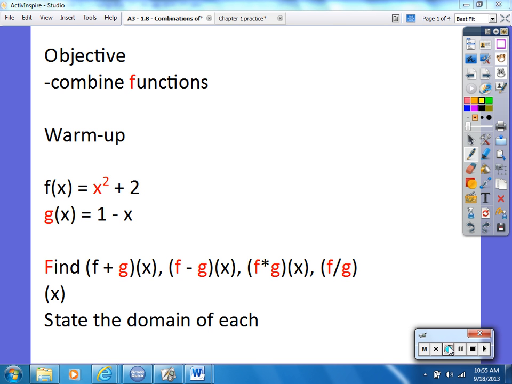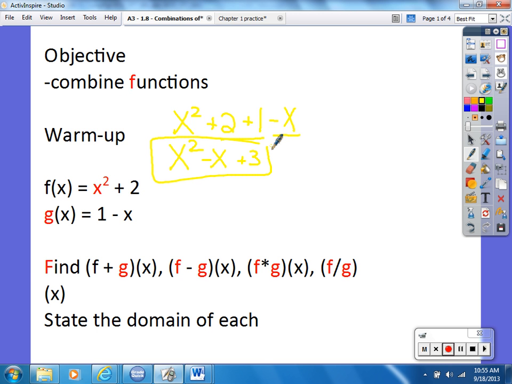Let's start with f plus g. If I'm doing that, all I need to do is x squared plus 2 plus 1 minus x, and combine my like terms. x squared minus x plus 3. That is f plus g. Any questions so far? All right, let's do f minus g.